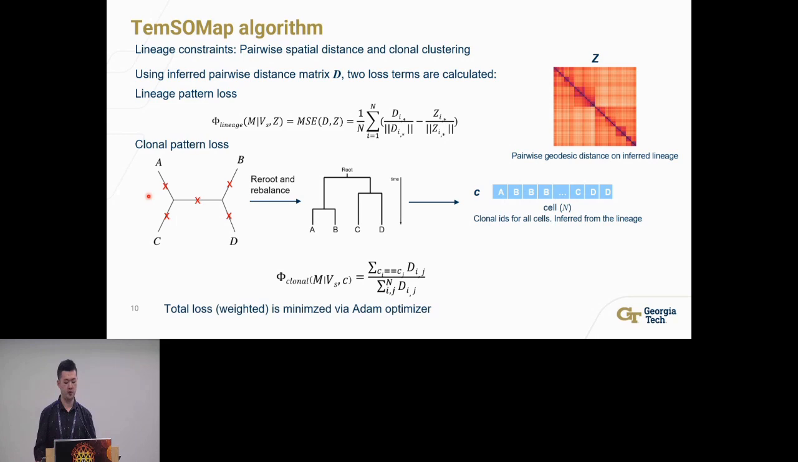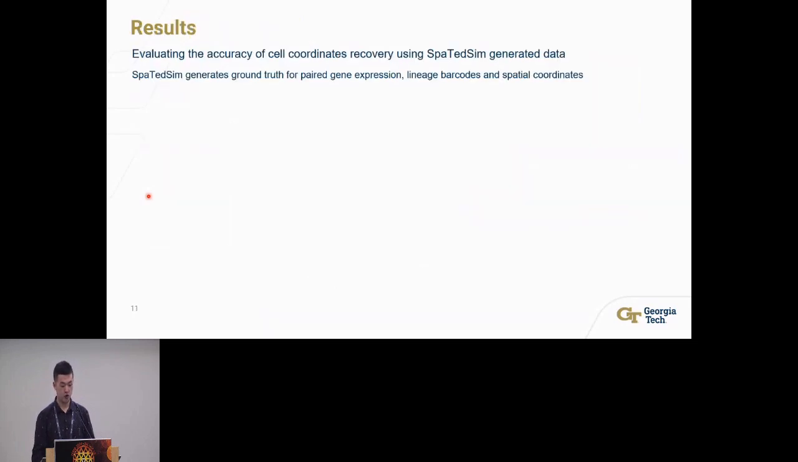So with all the terms we've introduced, we end up with a weighted total loss, and this loss can be minimized via the Adam optimizer. And in the end, we are able to obtain the cell mapping matrix M. So with that, I would like to move on to results.